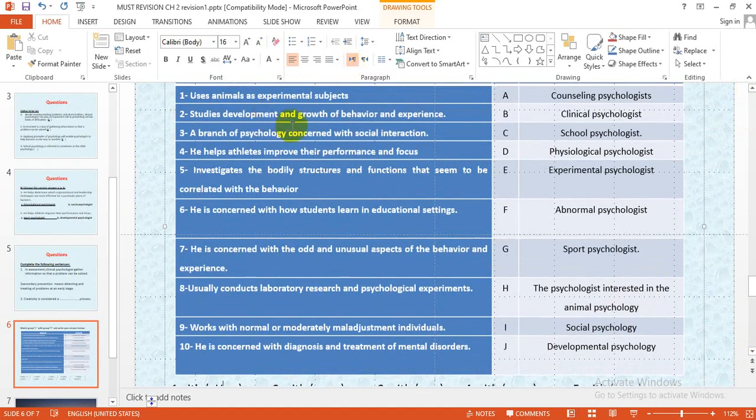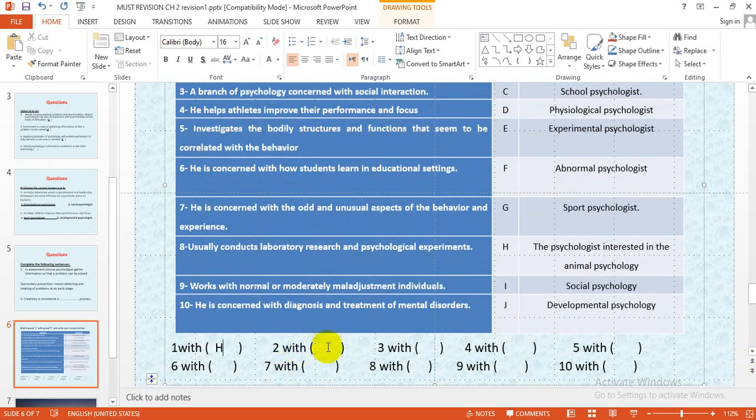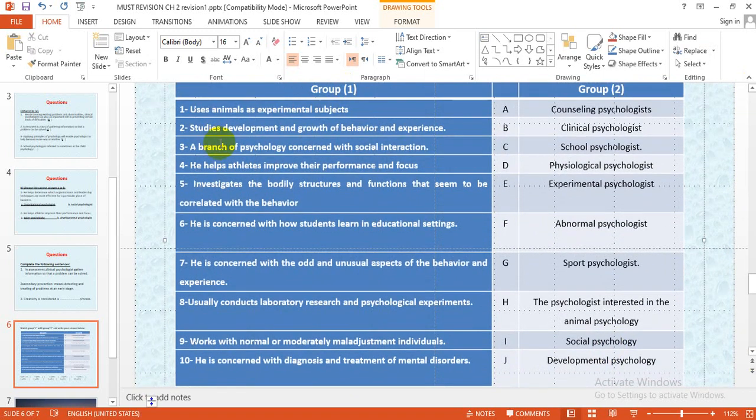Number two, studies the development and growth of behavior and experience. Which one of these can study the development and the growth of behaviors? For sure, the developmental psychologist, G. So number two, the correct answer is G. Number three, a branch of psychology concerned with social interaction. Social interactions, so we are talking about social psychologists. I.